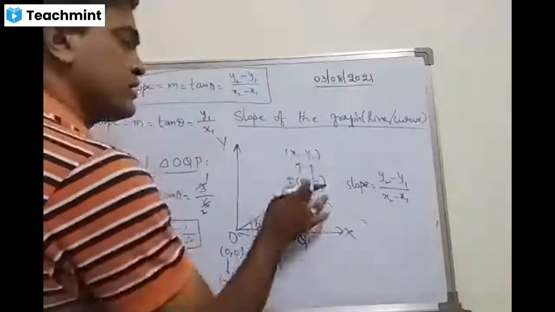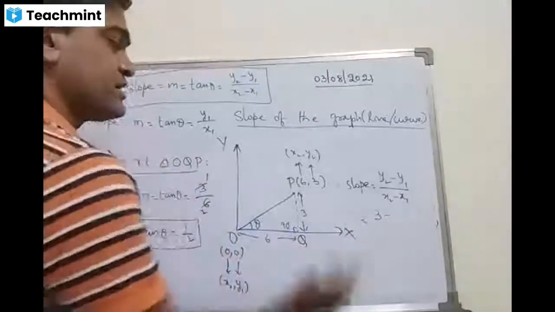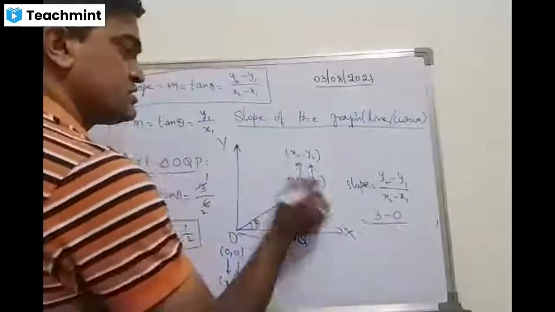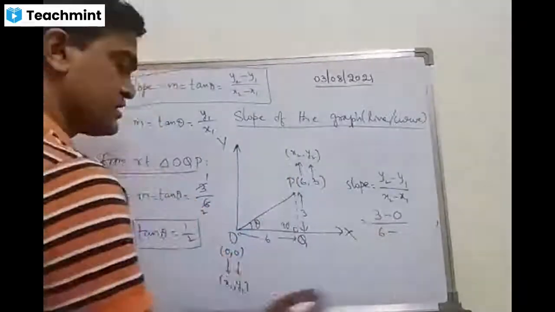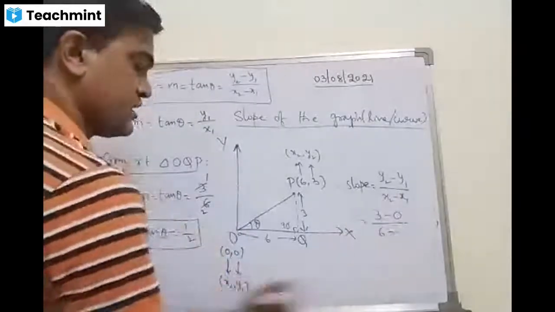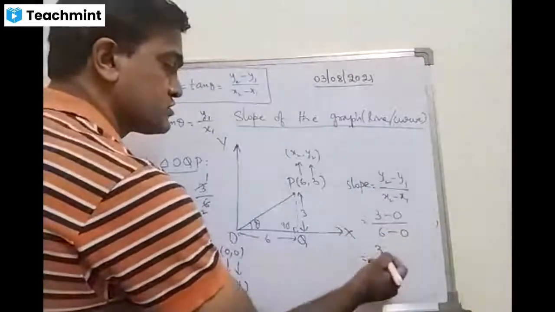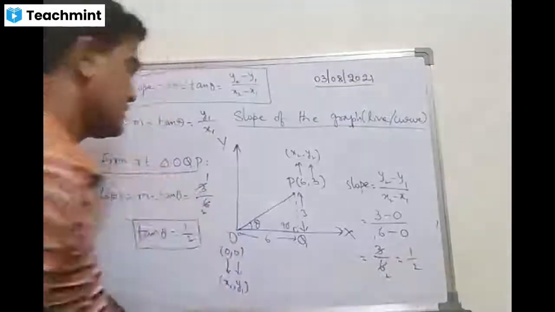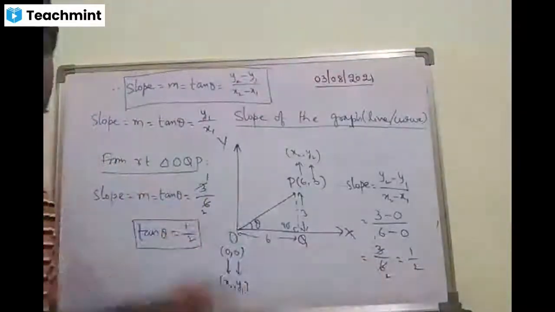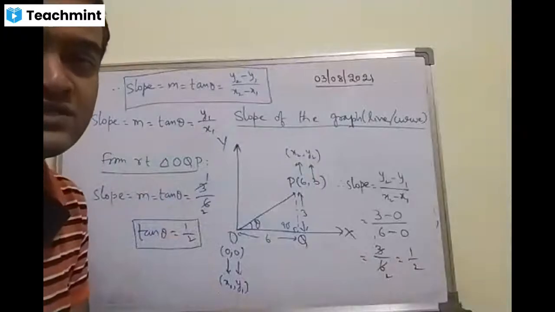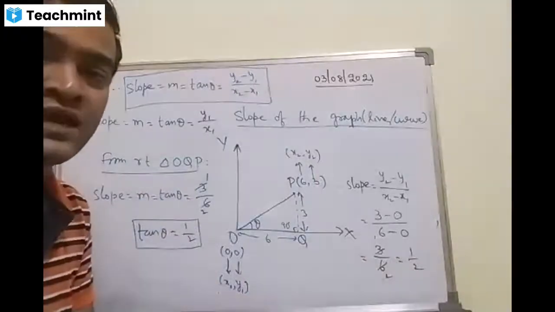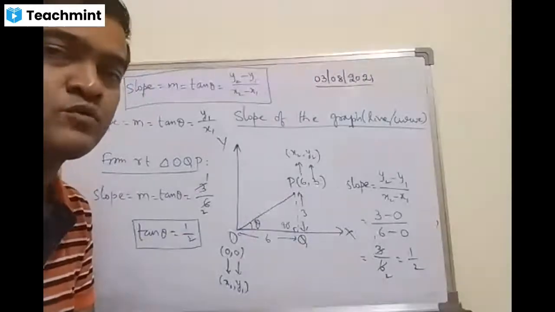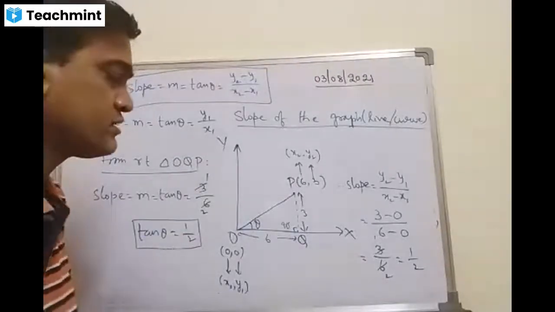Now what is y2? y2 is 3, minus y1 is how much? y1 is 0, by x1 is 6 minus x2 is 6, x1 is 0, which comes out to be what? 3 upon 6, 3 ones, 3 twos is equal to 1 by 2. Now are they same? Yes, both are same. So therefore I can say that slope is equal to tan theta is equal to 1 by 2, or you can say y2 minus y1 upon x2 minus x1 is equal to 1 by 2.